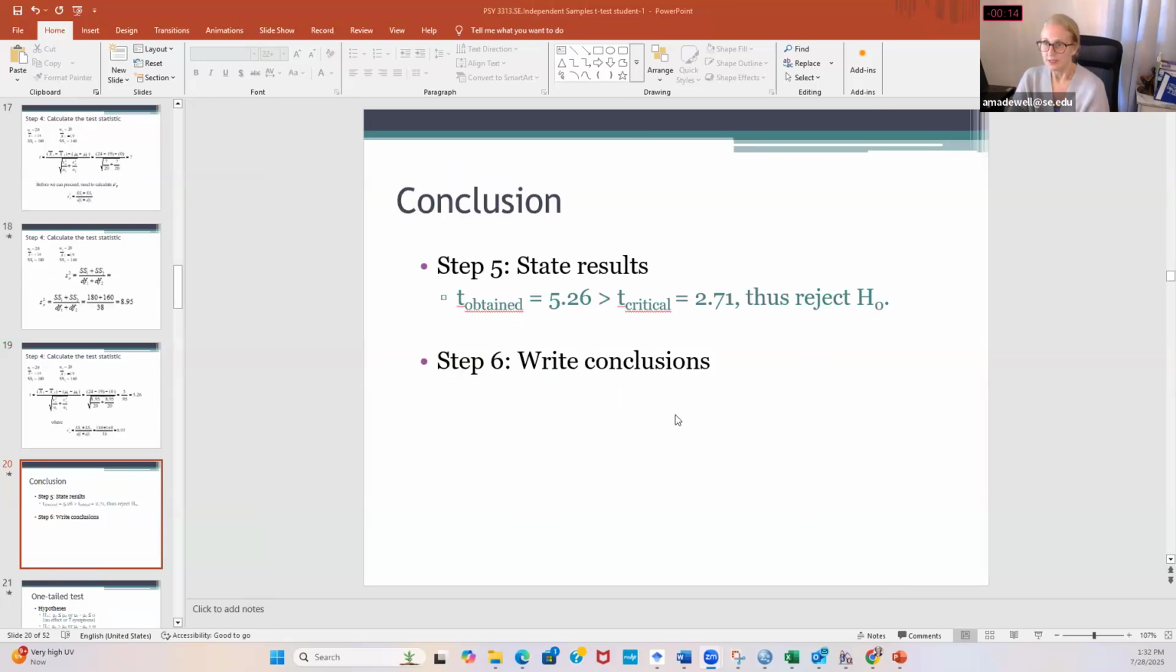Okay. Since our T obtained was 5.26, and it was greater than the critical value that was in the back of our book of 2.71, we can reject the null, and we could say that our medicine did reduce thought disorder symptoms.